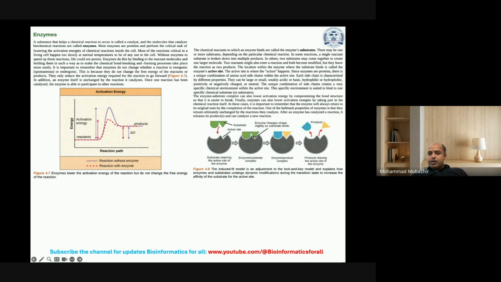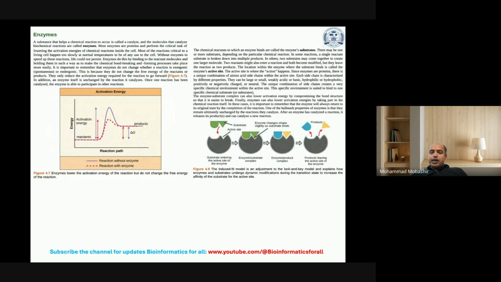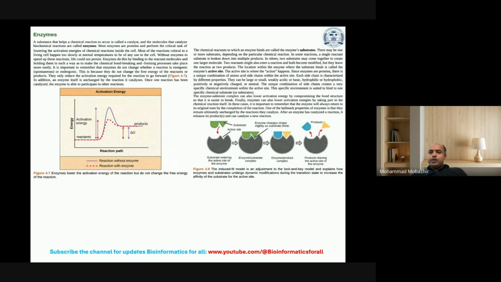Then the enzyme-substrate complex is formed for a certain time. Then the enzyme-product complex you can see here, and this complex is converted back to product formation and leaves the active site of the enzyme. So there are certain models for this purpose to understand this activity, and those are something called competitive inhibition, non-competitive inhibition, allosteric inhibition, and one more term that is called induced fit model.